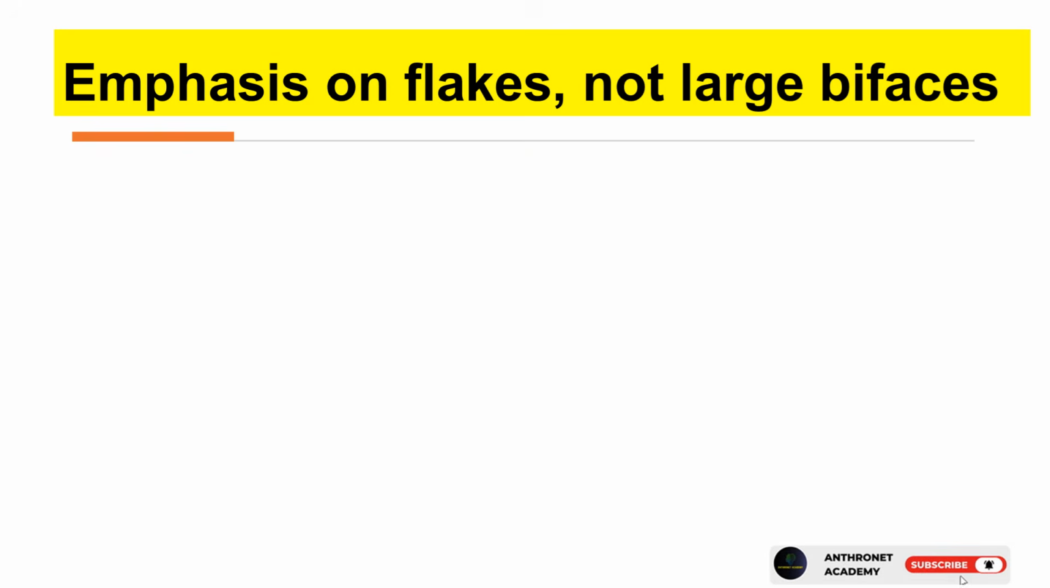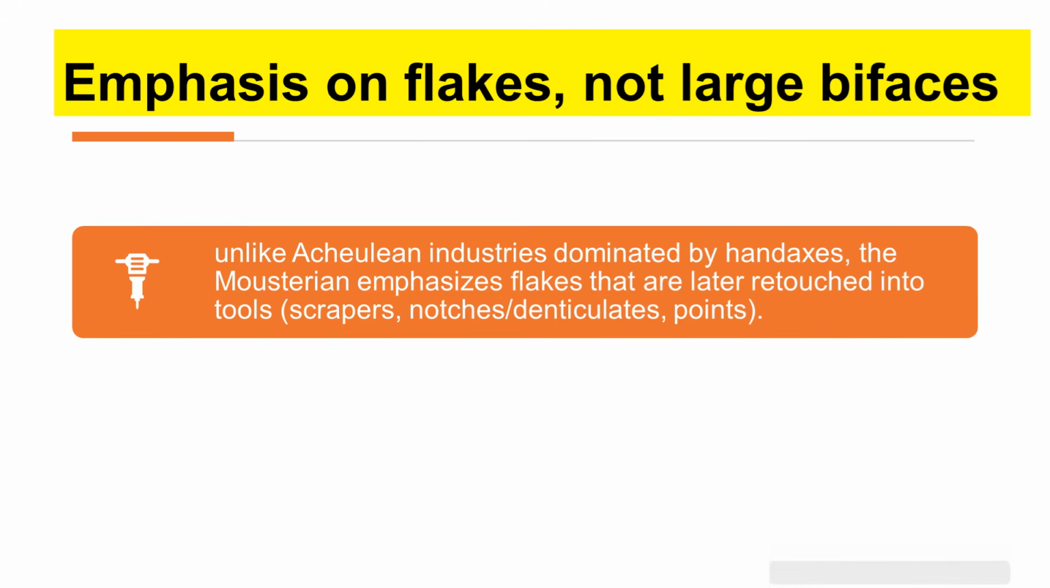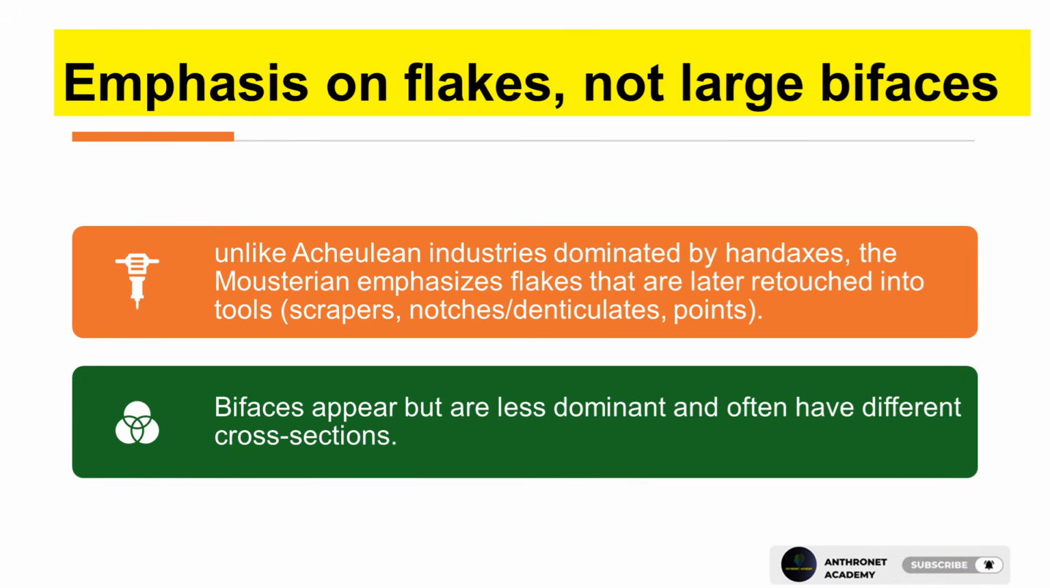Emphasis on flakes, not large bifaces. Unlike Acheulean industries dominated by hand axes, the Mousterian emphasizes flakes that are later retouched into tools: scrapers, notches and denticulates, points. Bifaces appear but are less dominant and often have different cross-sections.